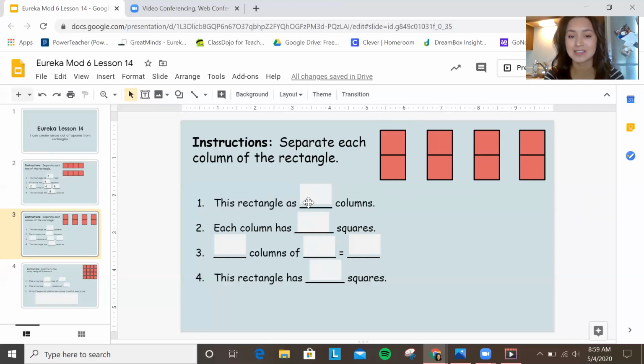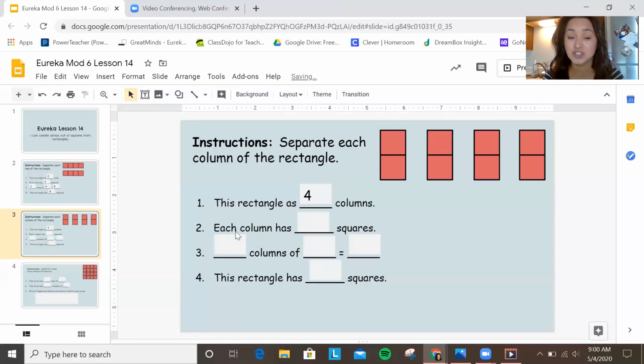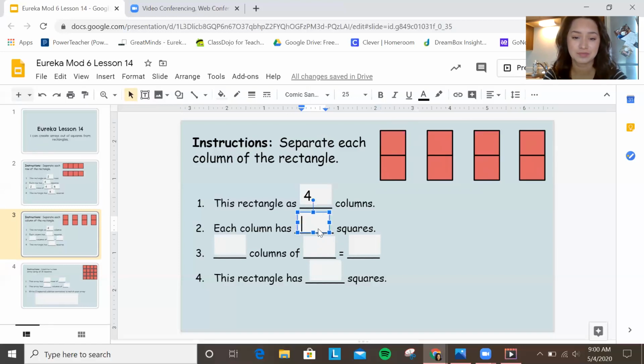This rectangle has blank columns. How many columns do you see? 4. 1, 2, 3, 4 columns. Each column has blank squares. How many squares are in each column? Good, 2. First column has 2, second column has 2, third column has 2, fourth column has 2.